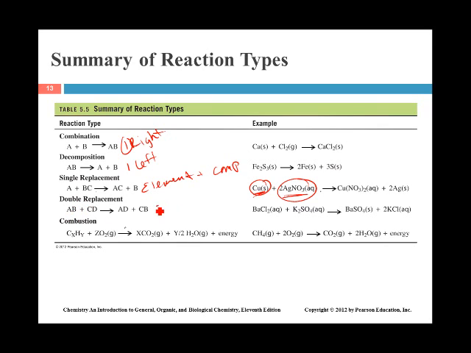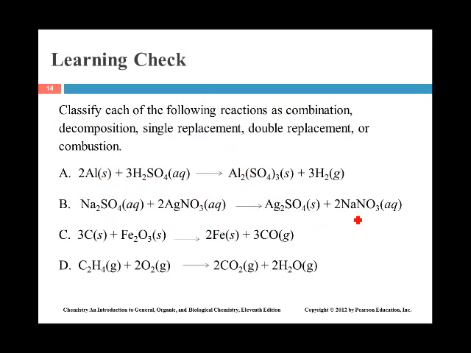Double replacement is compound and compound. You have a compound here because it's more than one element. You have a compound here because it's more than one element. There's two compounds. And then finally we have combustion, which is CO2 and H2O. CO2, H2O. That's how you remember which types of reactions things are. So let's do some practice.